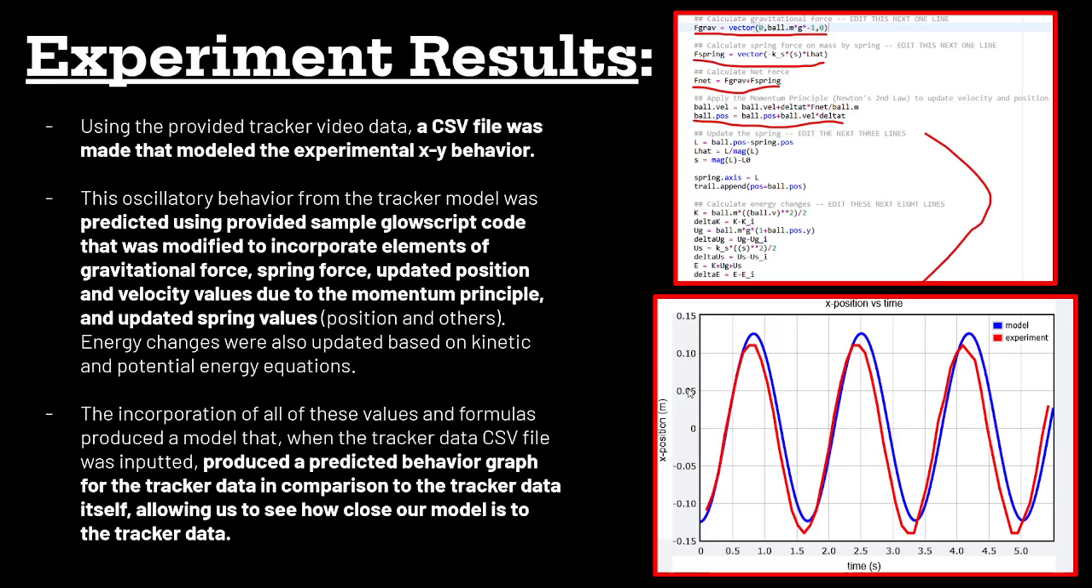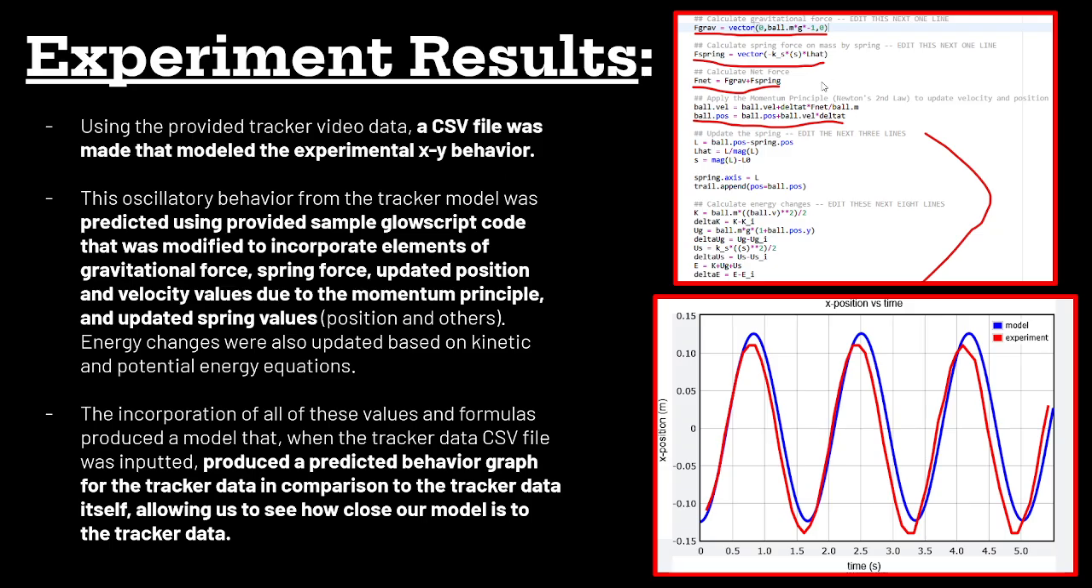All right, experiment results. Using the provided Tracker video data, a CSV file was made that modeled the experimental X and Y behaviors. The oscillatory behavior from the Tracker model was then predicted using simple Gaussian code, and this was taken with a CSV file to produce this model right here, which compares the model and the experiment data. What this does is allow us to produce an overall model to see how close our predicted behavior was to the actual experiment. And as you can see, it's pretty close, so our Gaussian code did its job correctly and well enough.